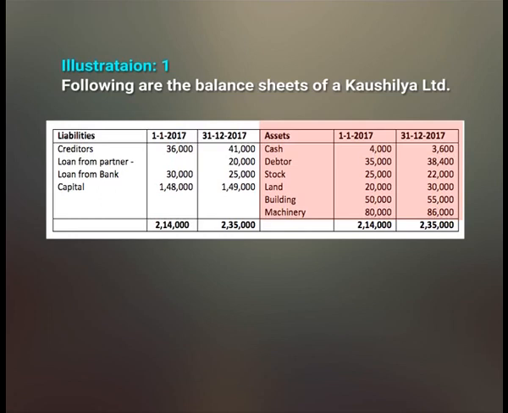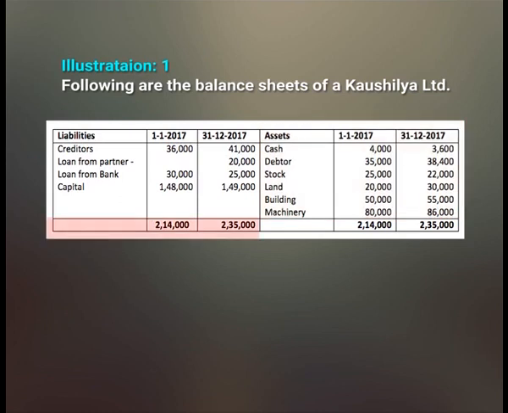Next, we have land. In the beginning of the year, it is 20,000. Then at the end of the year, it is 30,000. Next, we are given buildings. In the beginning of the year, it is 50,000. At the end of the year, it is 55,000. Then we are given machinery. In the beginning of the year, it is 80,000 and then at the end of the year, it is 86,000.